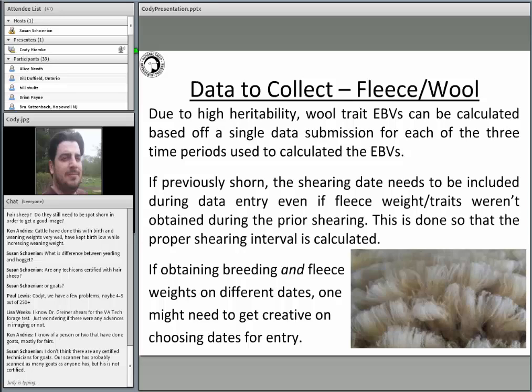The way I did it is I enter my breeding weight as a fall date, and then 6, 7 months later, I come through and take the fleece weight and collect that data, but I plug it back into the fall weight, because generally those ewes that I bred in the fall are still going to be there when I shear. I hope that doesn't get too confusing, but there are some things that as you go into it, you may need to get creative on.